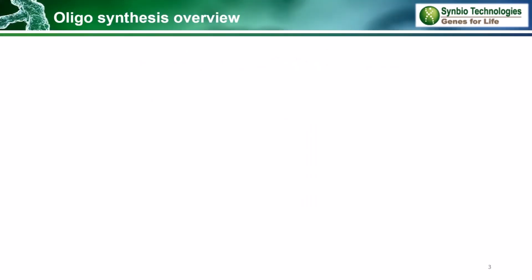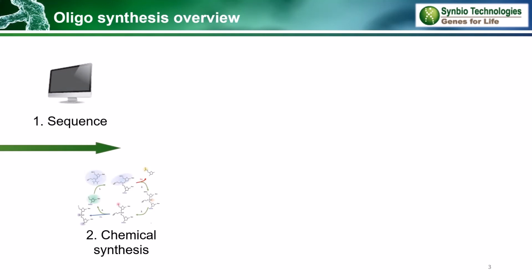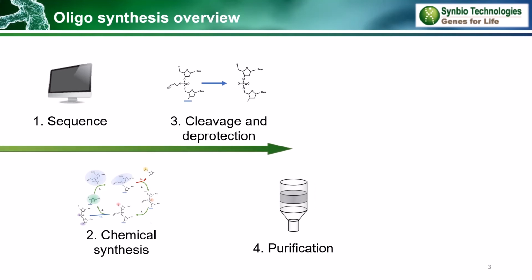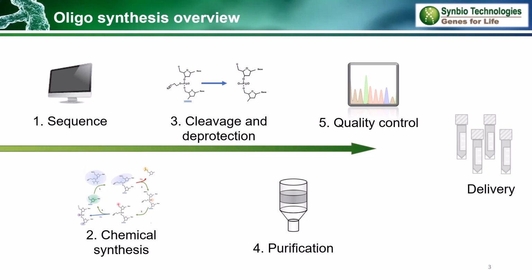Let's start with a general workflow for oligo synthesis. Step 1 is to confirm the desired sequence of the oligo. Step 2 is to perform the chemical synthesis in order to manufacture the oligo. Then we'll cleave the oligo from the solid support and remove the protecting groups. We'll purify the oligo using the desired method, perform the quality control steps, and finally deliver the final product to you.